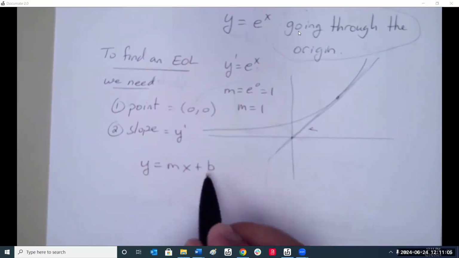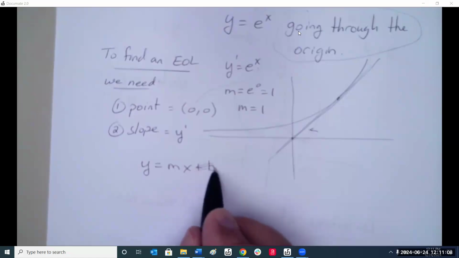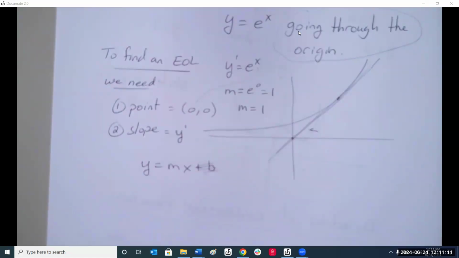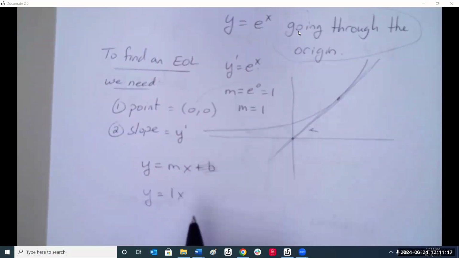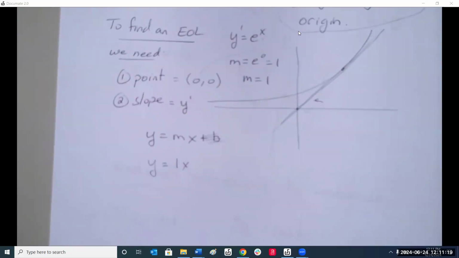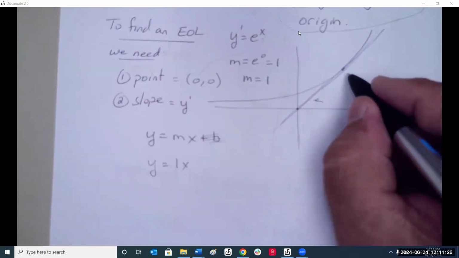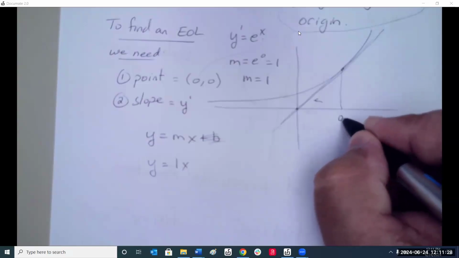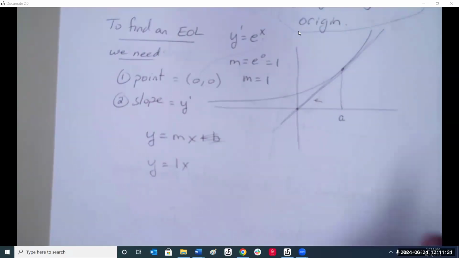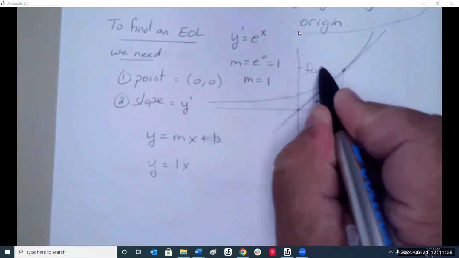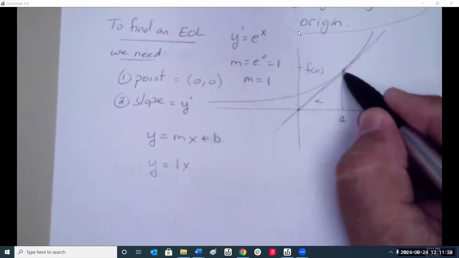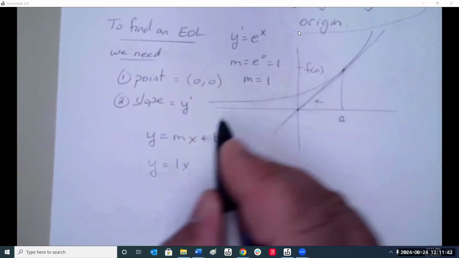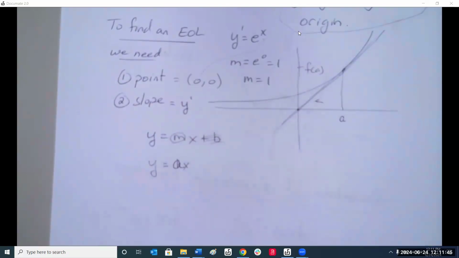But we know the y-intercept already. It's going through 0, 0. So that's gone. The slope is 1. So tangent to the curve, it's at some point a, it'll have that slope.